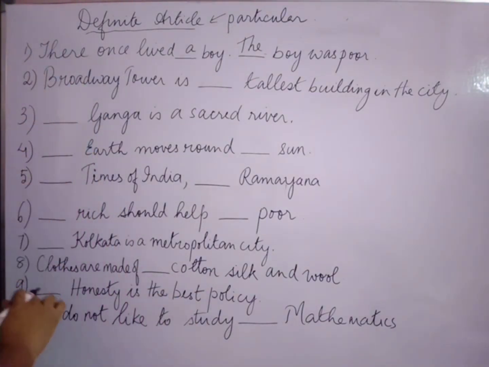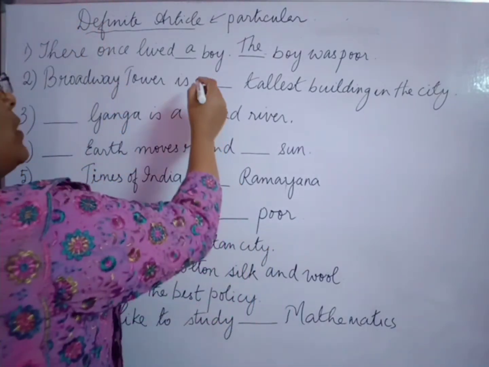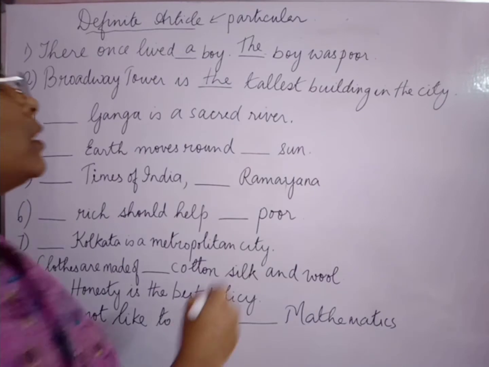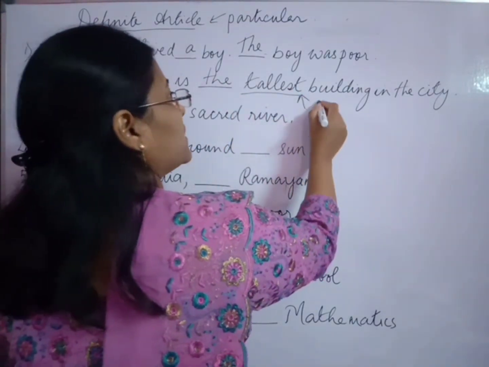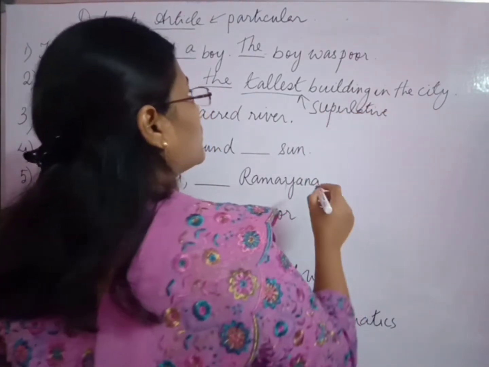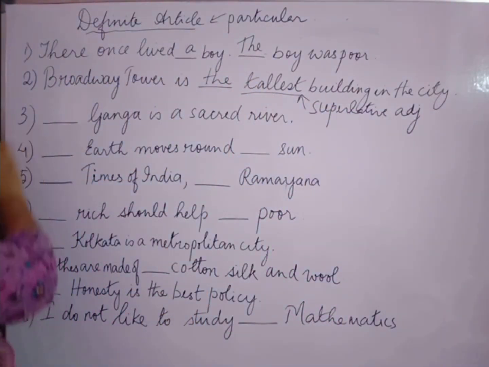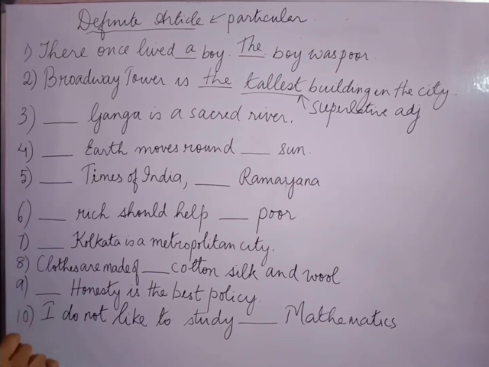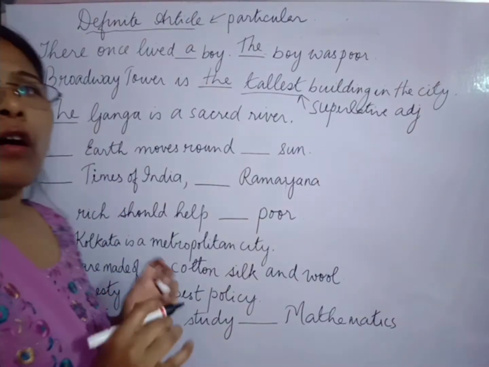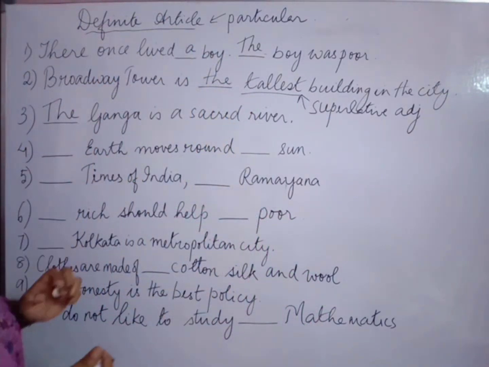Now take the second example. Broadway Tower is dash tallest building in the city. We put the here because tallest is a superlative adjective. So in the case of superlative adjectives, we put the. Now in the third example, Ganga is a sacred river. We will put here the Ganga. So when we mention any river, sea, ocean, lake, mountains, we use the.